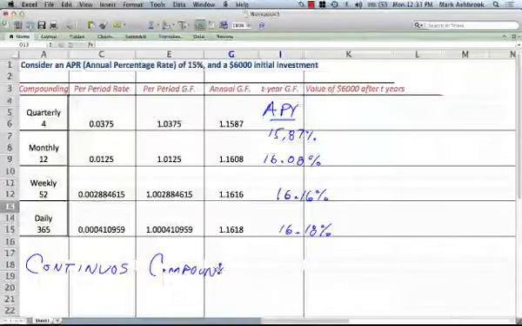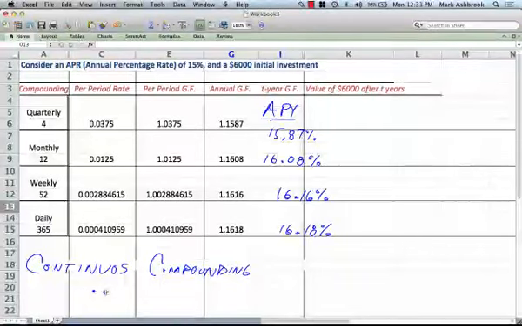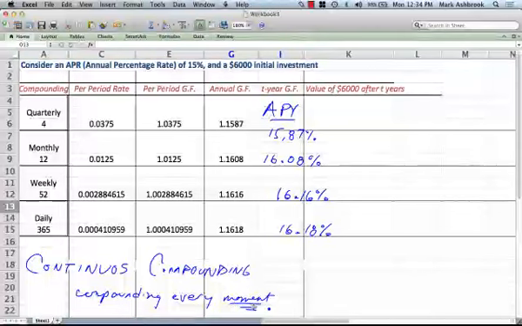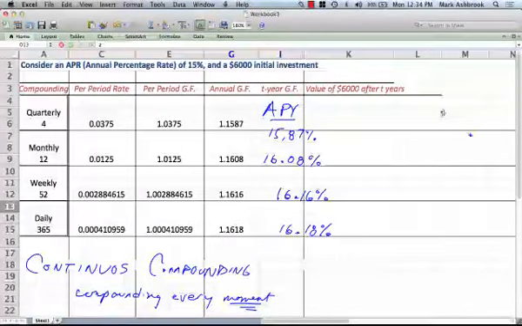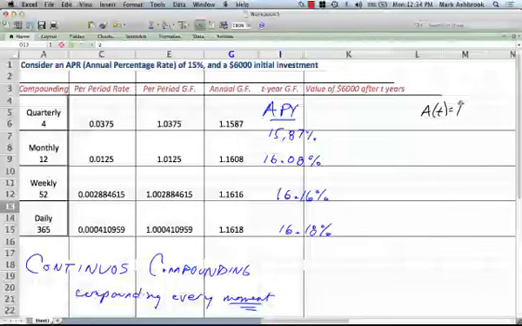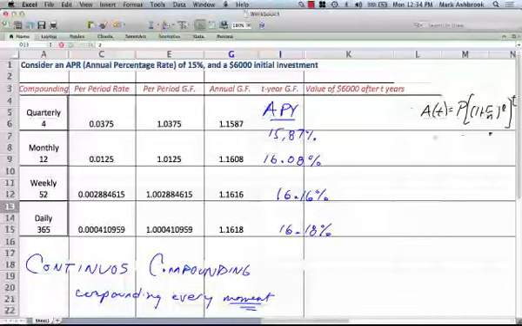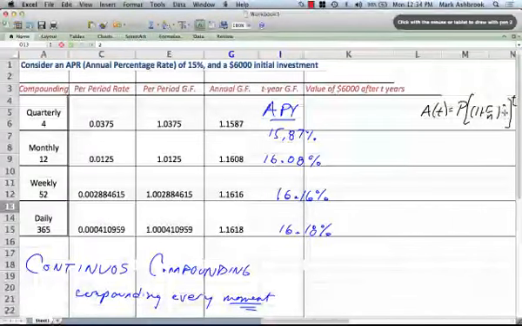That's like compounding every moment. So in our formula, we have our output equal to P times (1 plus R over N) to the N times T. What would change? What would we have for continuous compounding in this formula? What would that represent?